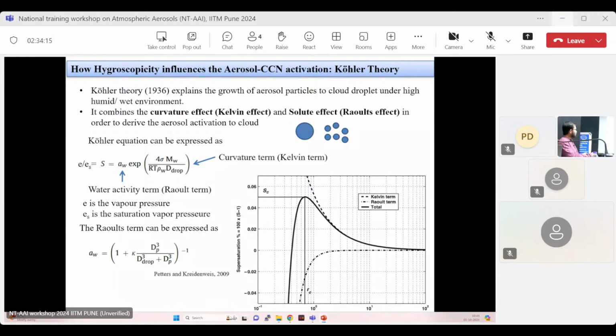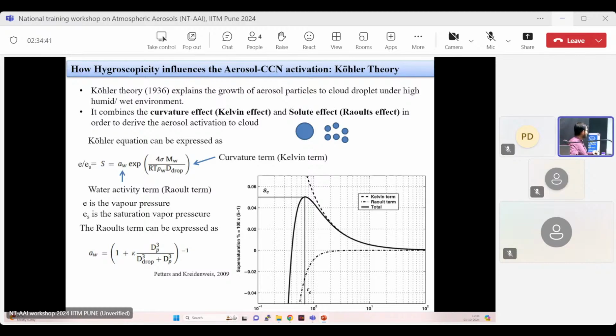So this maximum point can be considered, for that diameter, as the critical supersaturation. That critical supersaturation is the minimum supersaturation needed for the particle to grow. Otherwise it will evaporate, or it will be in equilibrium, so it won't grow further. This Köhler theory, or Köhler equation, can be expressed in this term.